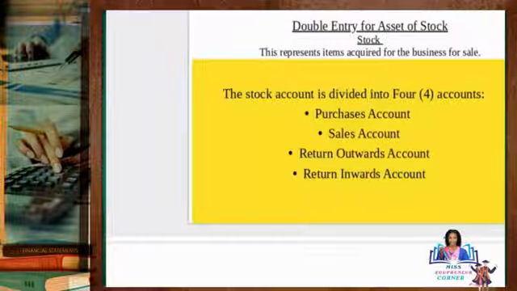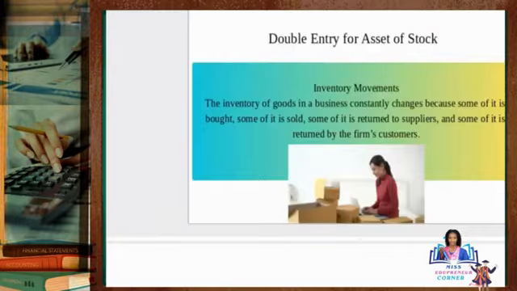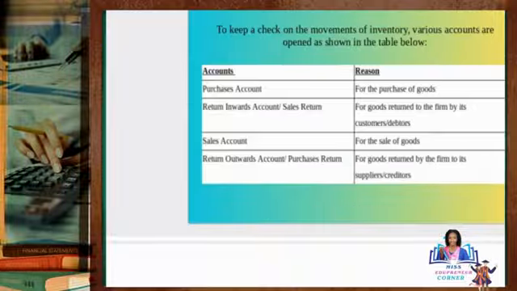The stock account is divided into four accounts. So we have the purchases account, the sales account, the return outwards account, and the return inwards account. The inventory of goods in a business constantly changes because some of it is bought, some of it is sold, some of it is returned to suppliers, and some of it is returned by the firm's customers. To keep a check on the movement of inventory, various accounts are opened as shown in the table below.